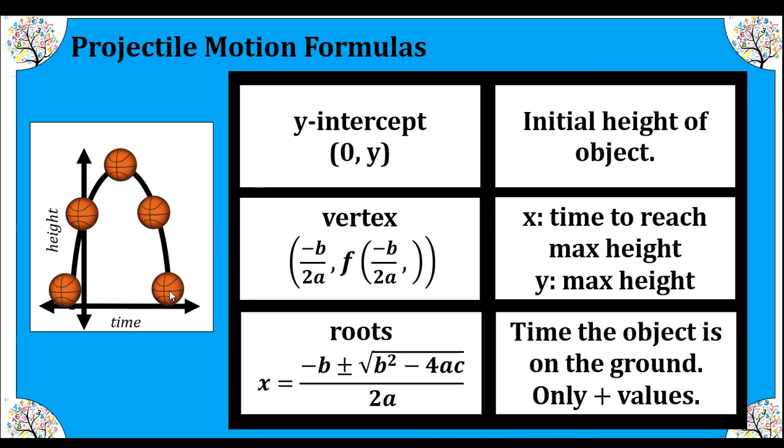And then the positive root will always be the amount of time it takes for the object to hit the ground. We will normally use the quadratic formula. Most of the time, our quadratic equations will not be factorable, so we will have to use the quadratic formula.